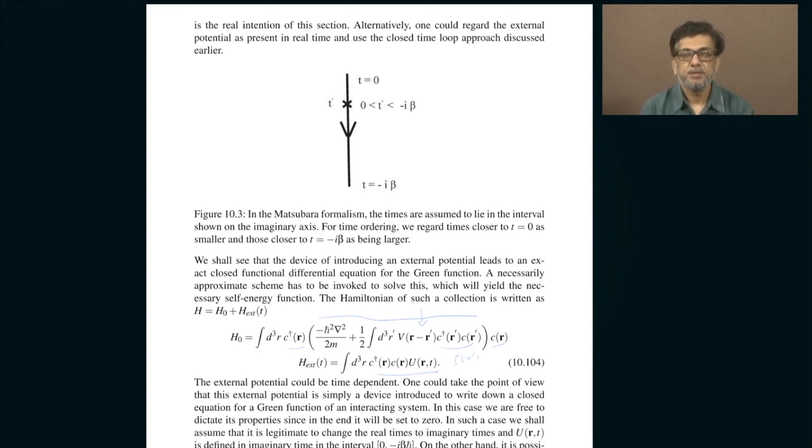choose its properties. So specifically I am going to postulate that this time dependent external potential U of R comma T is such that the times involved are also along the imaginary axis. Now I am no longer going to be studying this Keldysh contour, because the Keldysh contour is useful when you have actual time dependent fields which are time varying in real time. But this is some mathematical device which I am introducing. So because it is a mathematical device, I can pretend that this time dependent external source also is meaningful only on the imaginary axis, and it is defined for times between t equal to 0 and t equals minus beta h bar.